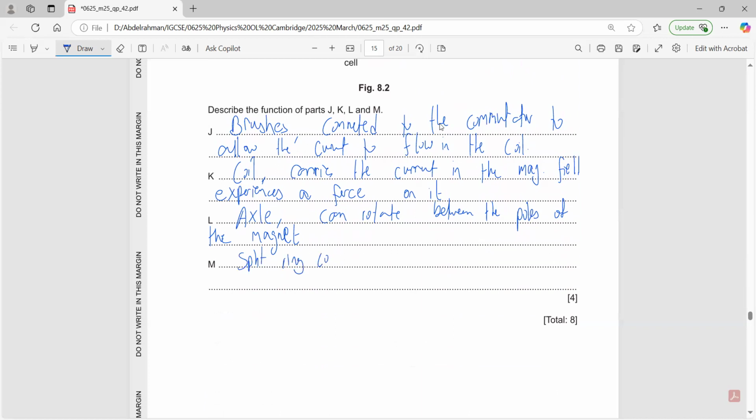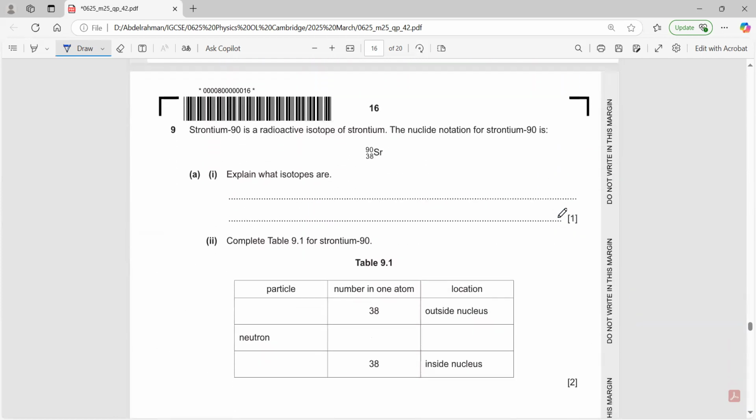Split ring commutator. What is the split ring commutator? It reverses the current in the coil every half rotation, to keep the coil moving in a continuous motion in the same direction. Okay, that's it. Moving on to question 9.